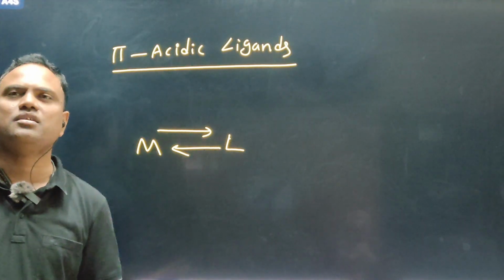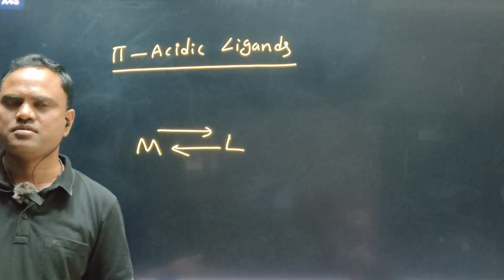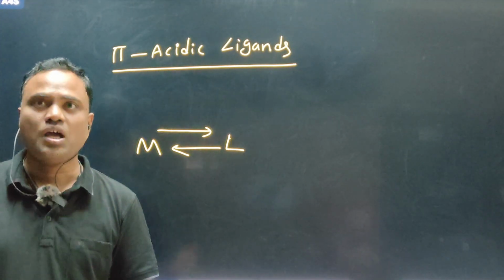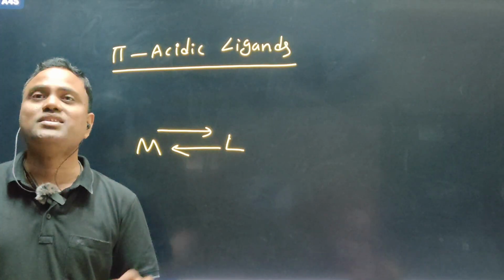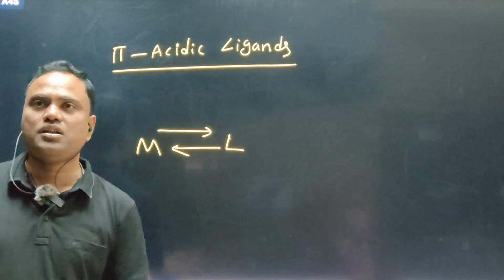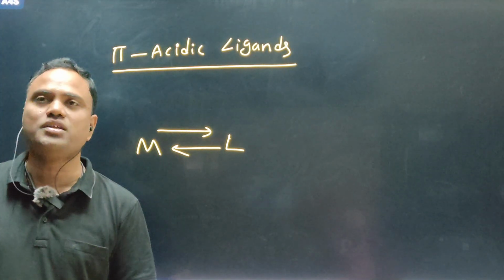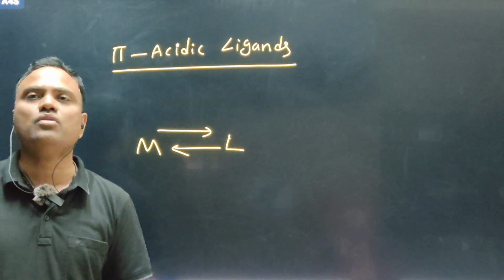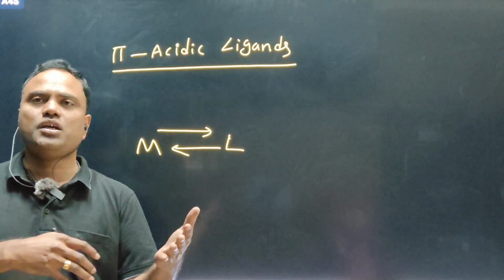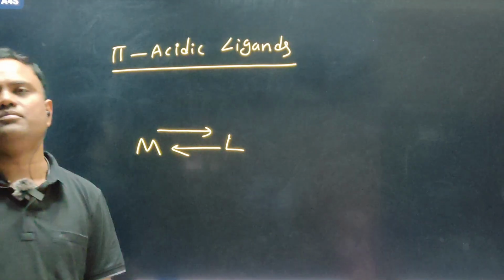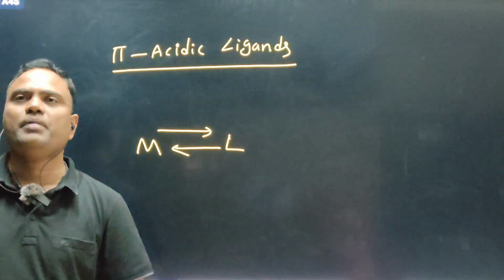That type of ligands are called pi acidic ligands. The ligands which accept electron pairs from the central metal atom are called pi acidic ligands. Generally, ligands only donate electrons to the central metal atom. But some ligands first give electrons to the central metal atom, and again accept electrons from the central metal atom. That type of ligands are called pi acidic ligands.